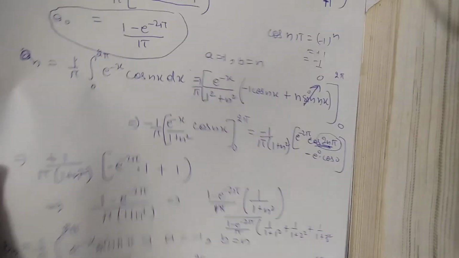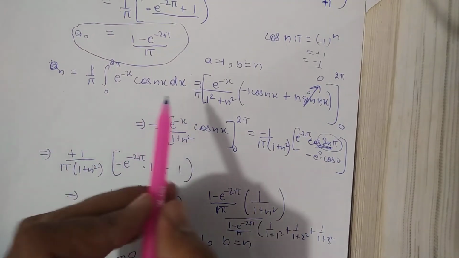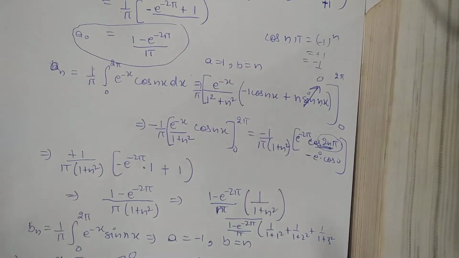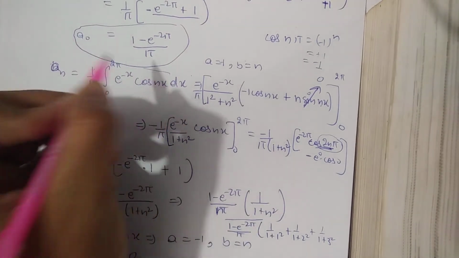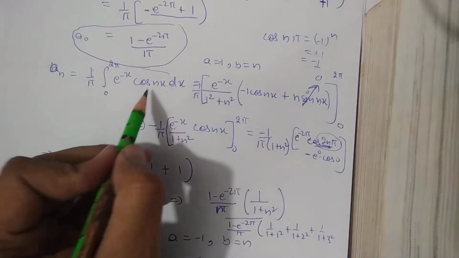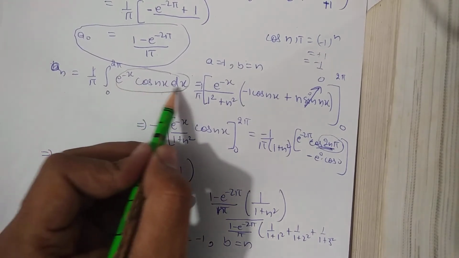Similarly, we can get the value of an. To find it I am putting this formula, and the value will become 1 by pi times the integral. And students, one more thing: how can we solve this type of integration? Just wait for a while, I am taking the pencil. How to solve this type of integration, that is e power minus x cos nx dx.